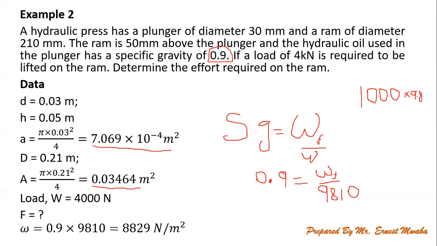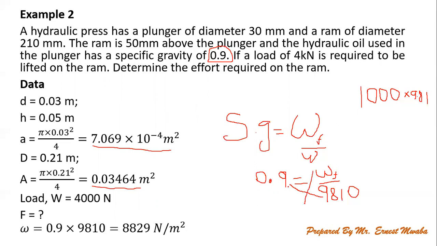9.8. Forgive my handwriting there. Writing using a mouse can be funny. So when you get this 1,000 by 9.81, what you get is 9,810. Now this scenario is what we reach here. Make this the subject of the formula. All you need is just to cross multiply.